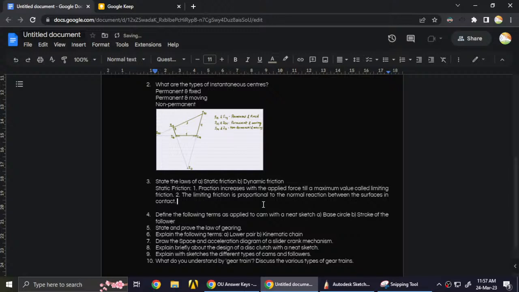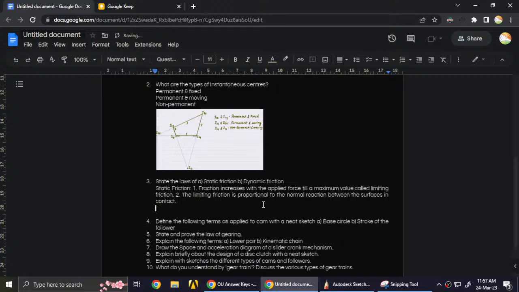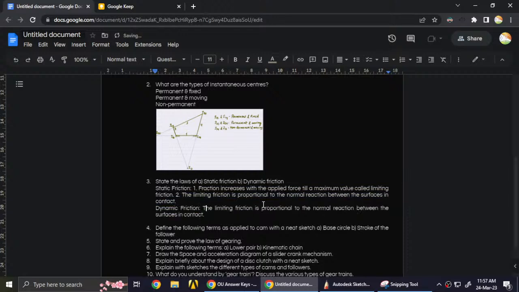Alright, and dynamic friction. Dynamic friction, same thing, this one will again come up over here. Not limiting friction. The dynamic friction is proportional to the normal reaction between the surfaces in contact. That is the first law, you could say.